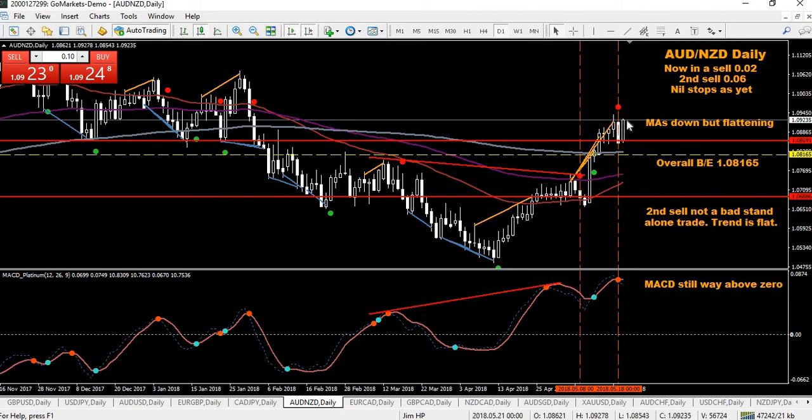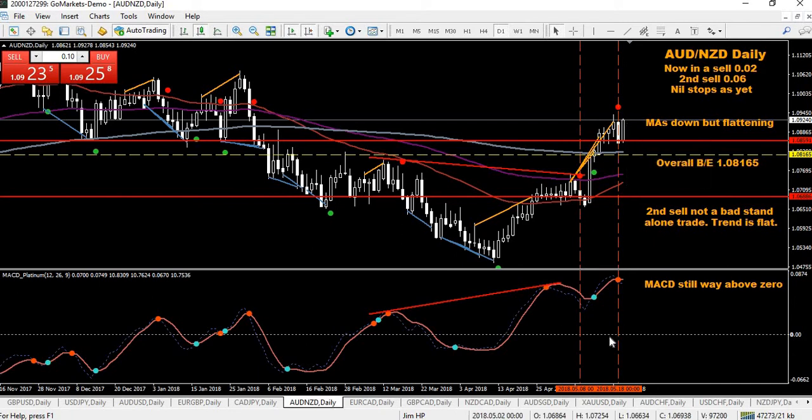But not to be, it's gone against me. So I've had a first sell here. I missed taking a hedge buy for whatever reason. So I've just taken a second sell. Got no protection to the upside at all here, which is not really that good. And there's my overall break-even level. It's not that far away, but at this stage it is now.